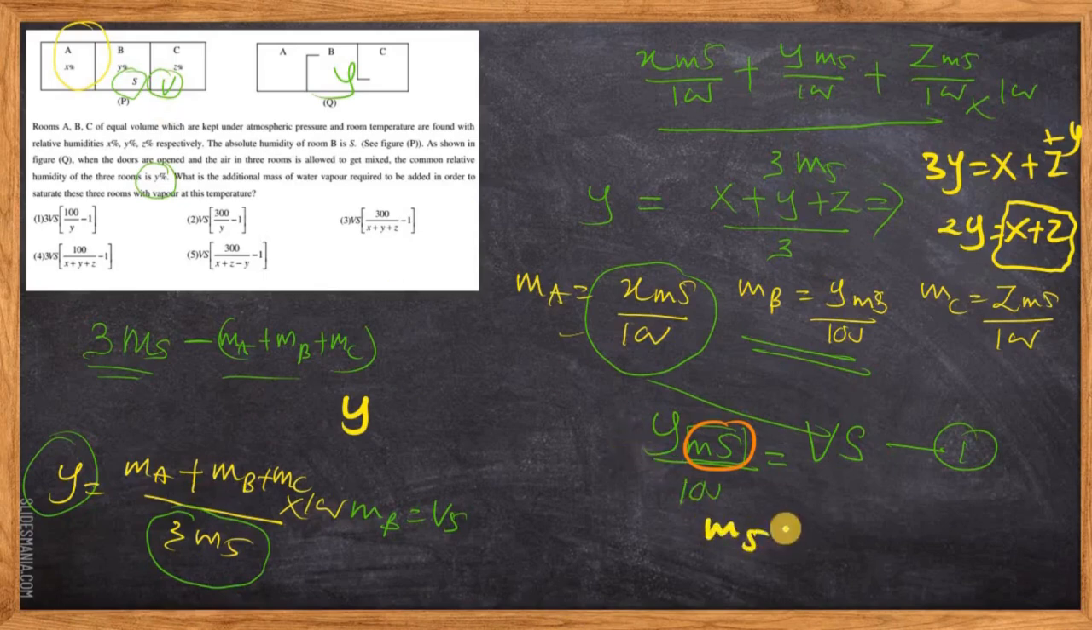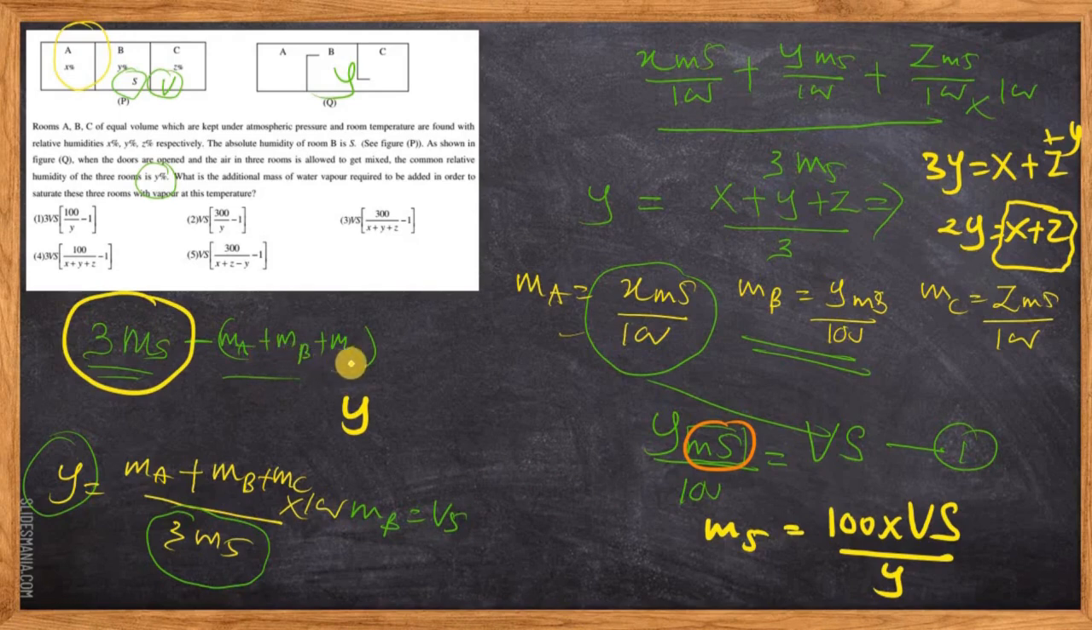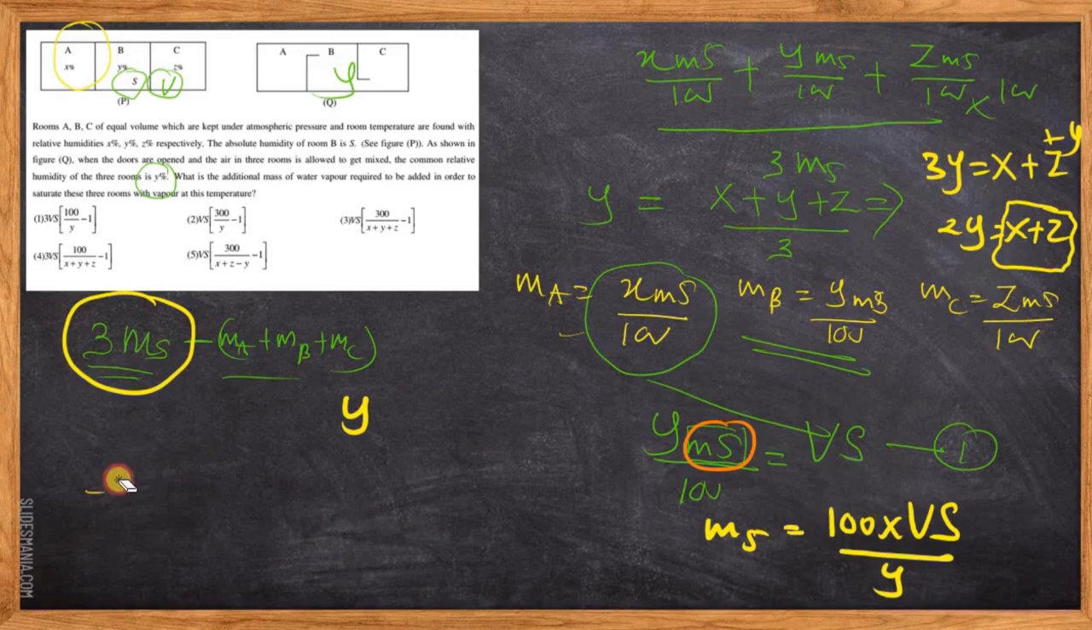The saturated mass ms equals 100 into V into S divided by Y. In the question they're asking what's the total saturated mass minus MA plus MB plus MC, that's the remaining mass. Here 3 ms I can write down as this. Let's take some space here. So it's 300 Vs divided by Y.